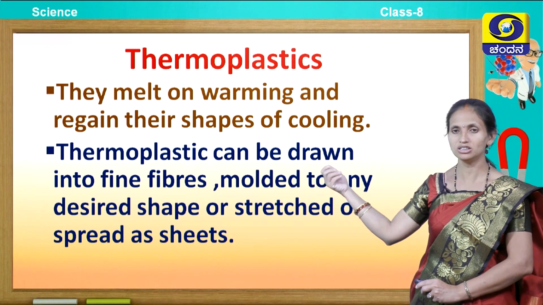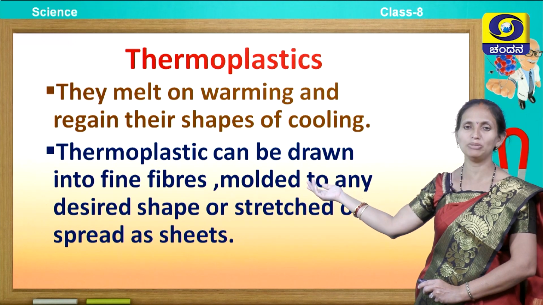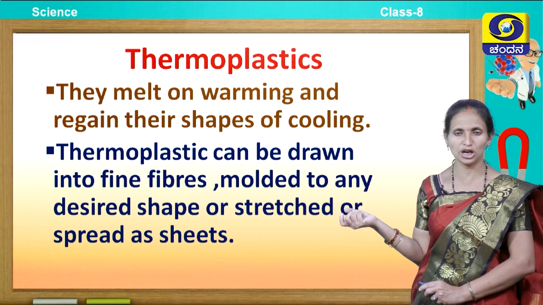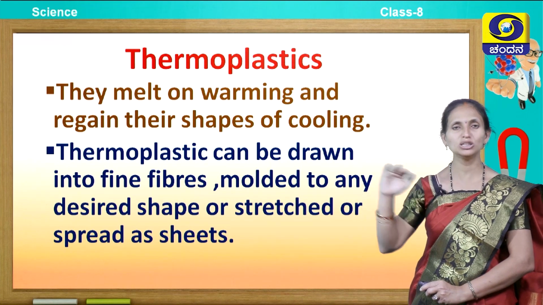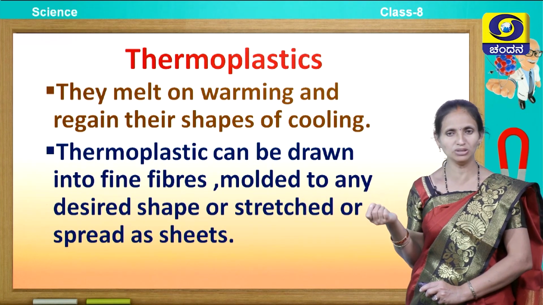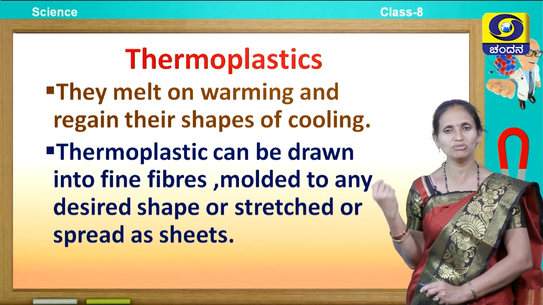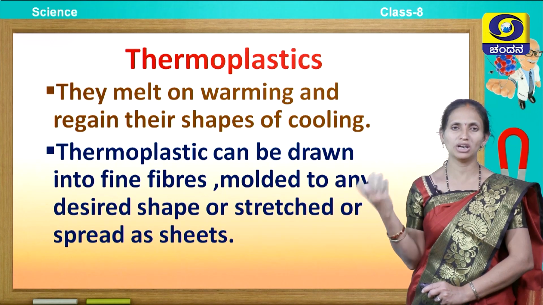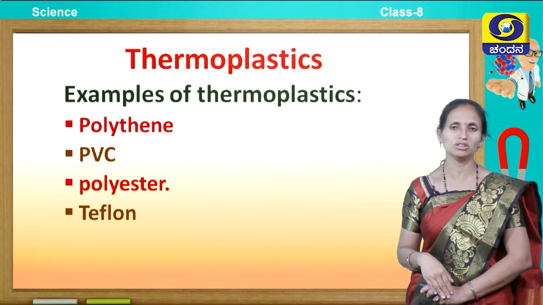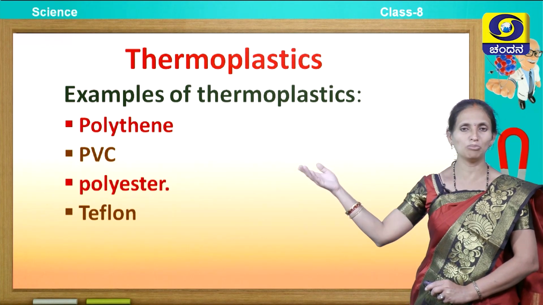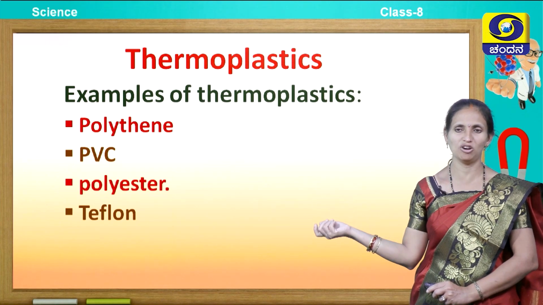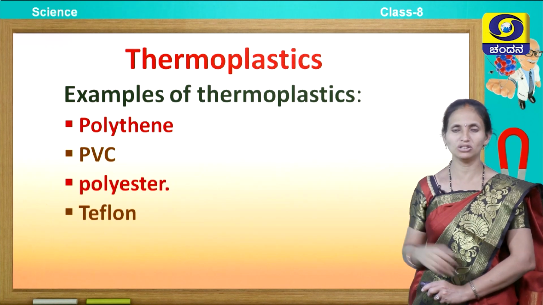You can regain the shapes. So, thermoplastics can be drawn into fine fibers, molded to any desired shape, or stretched or spread as sheets. You can convert them into fibers, give them the shape of any container, or spread them as sheets. Some examples of thermoplastics are polythene, PVC, polyester, and Teflon. These are the examples of thermoplastics.